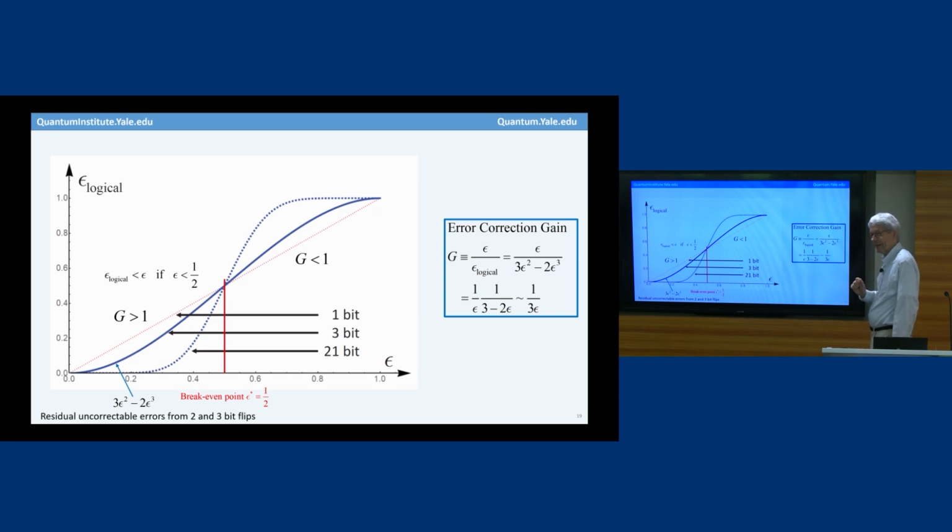Okay? So if this is 10 to the minus 6, that's 1/3 of a million as the gain. It's a huge gain. So uncorrectable errors are very rare.